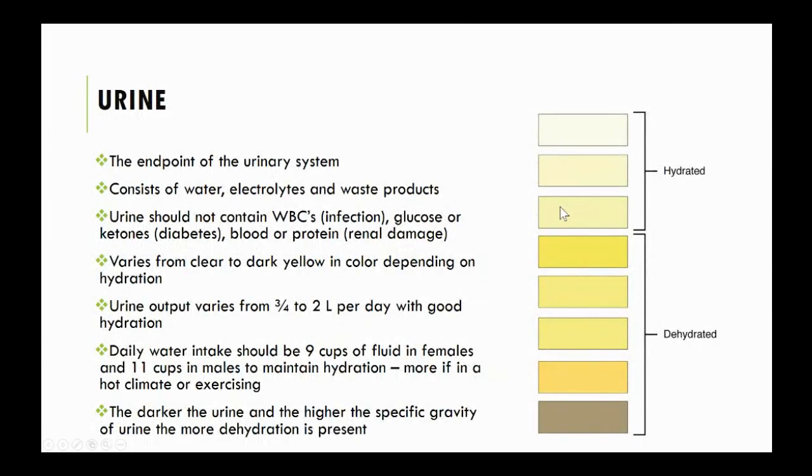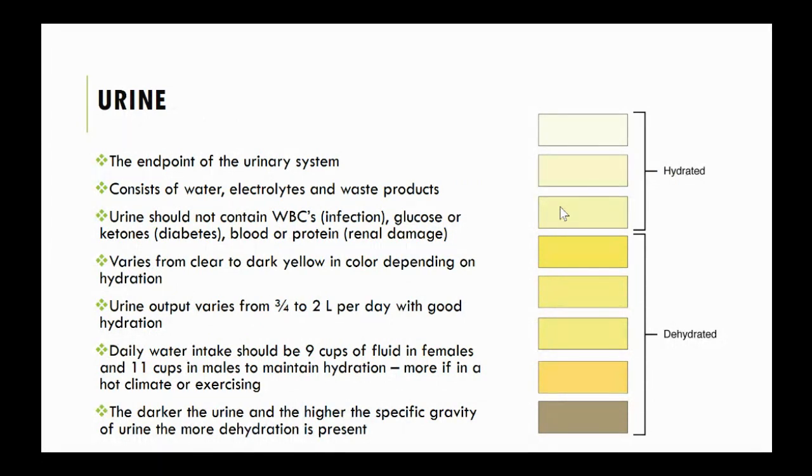So for urine, our endpoint is going to be this urinary system urine, right? That's our endpoint. And we want to make sure that it consists of water, electrolytes, and waste products. Urine should not contain any white blood cells. Any white blood cells in our urine indicates that we have an infection. Glucose or ketones can indicate diabetes, and blood or protein can indicate any renal damage, like a kidney stone potentially, or even infection.